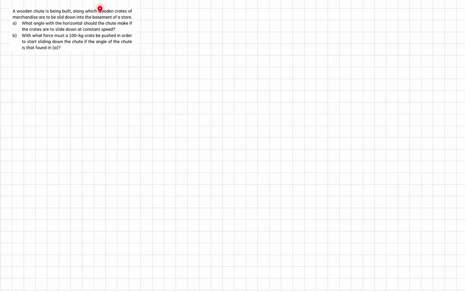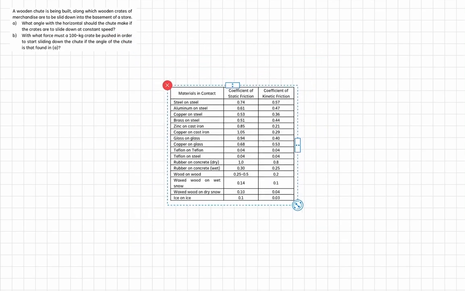So it's a wooden crate on a wooden chute. So that's wood on wood. So the coefficients of static and kinetic friction for wood and wood are these values here. So let's start solving letter A, but let's draw first.